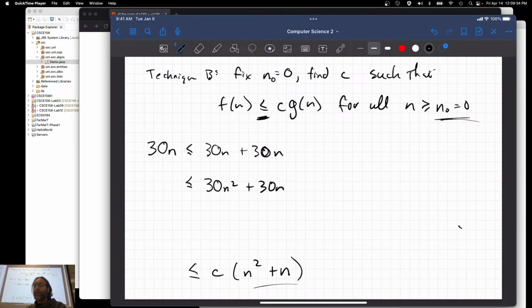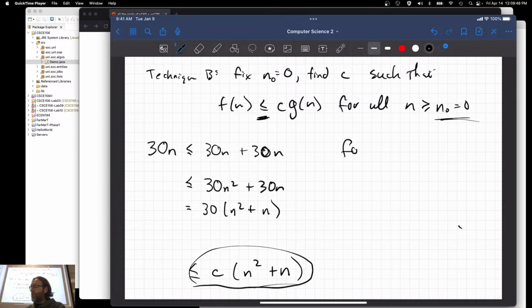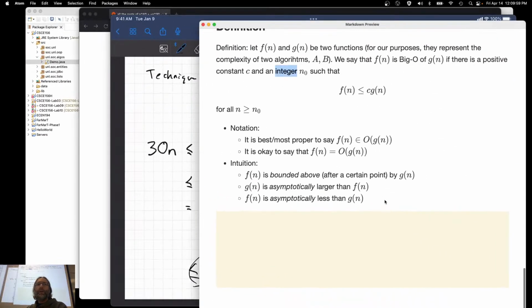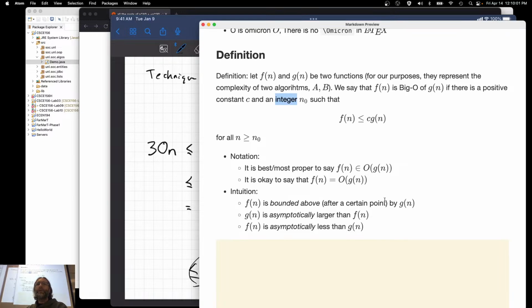Now factor out a 30. Oops. Factor out a 30. Does that look like that? Yep. For n naught being 0, which we fixed, and C being 30, guess what? We just proved, using the definition, that those two functions have that relationship. Okay? So there are two proof techniques that we just showed.